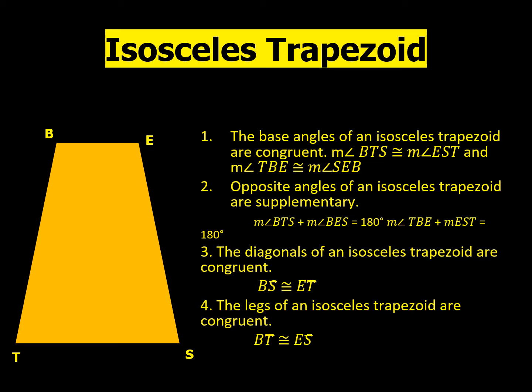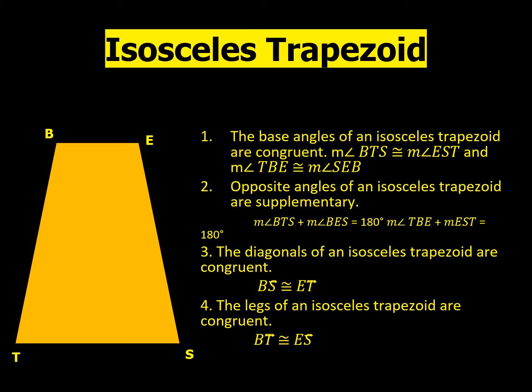Number 2, opposite angles of an isosceles trapezoid are supplementary. So when we say opposite, we have here angle B and angle S, and then angle T and angle E. So the measure of angle BTS plus the measure of angle BES is equal to 180 degrees. So these are opposite angles.